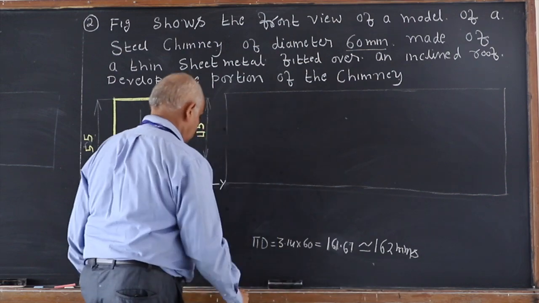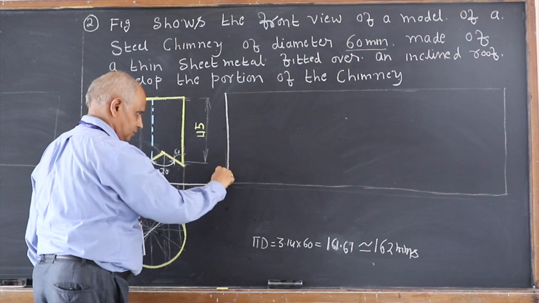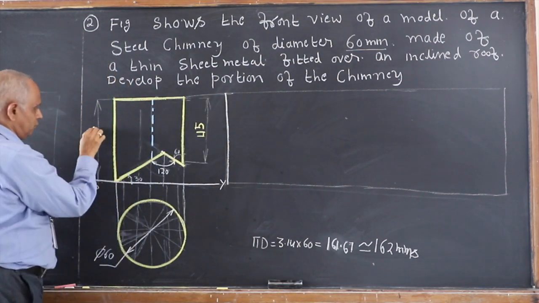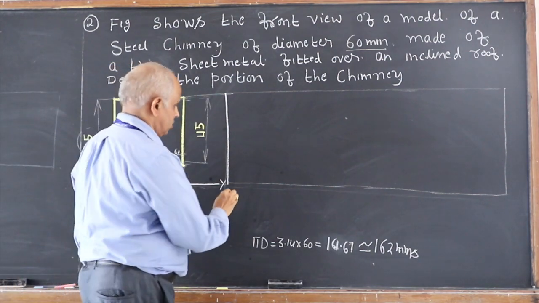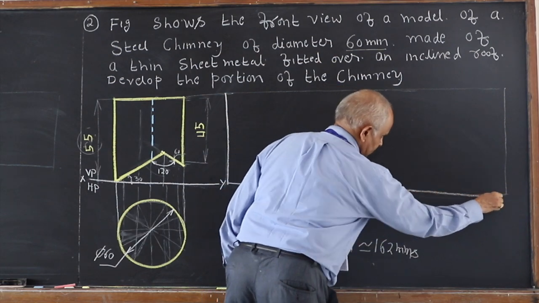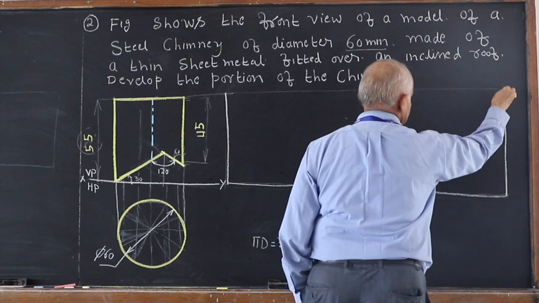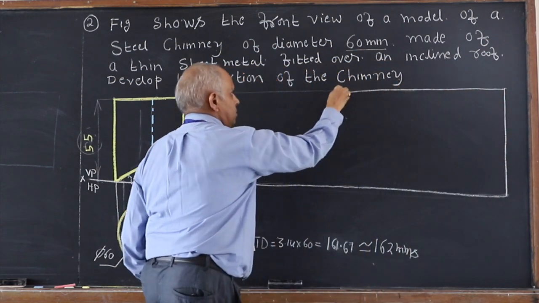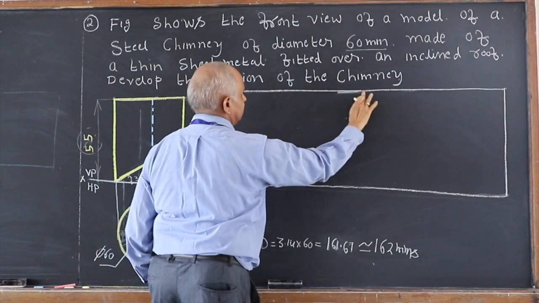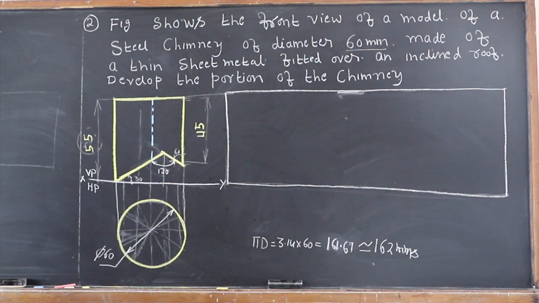So draw the basic development for a length of, height is parallel line method, therefore the height of this is equal to 55 millimeters. Draw this rectangle for a length of 162 millimeters. Don't make this thick, it has to be a thin line. And this completes the basic development.